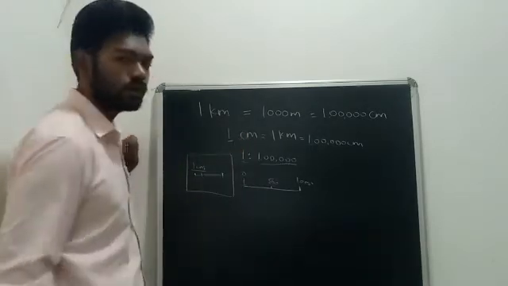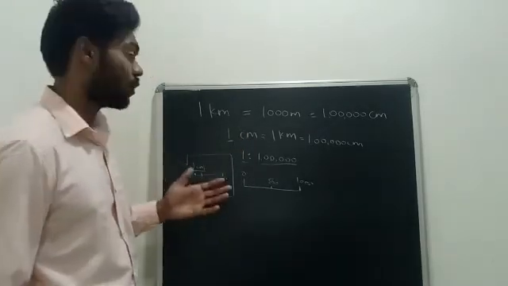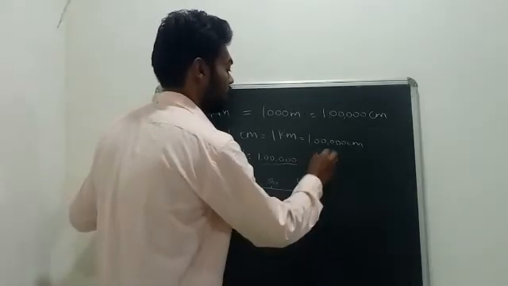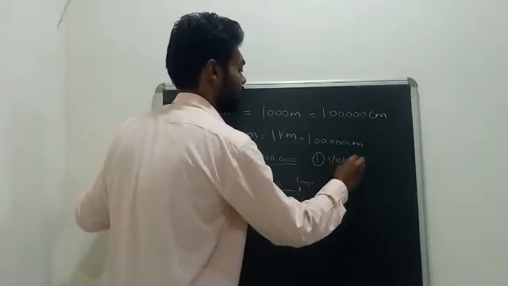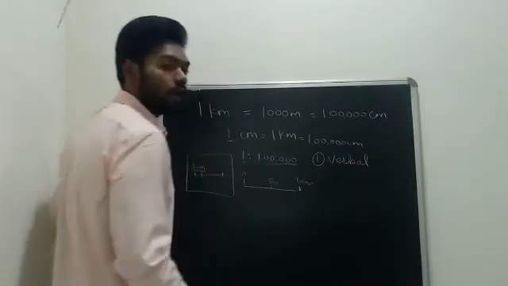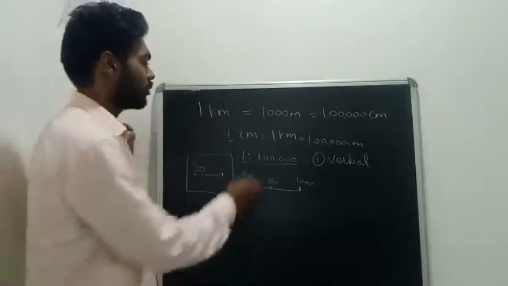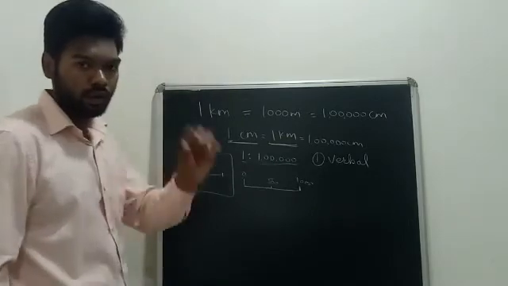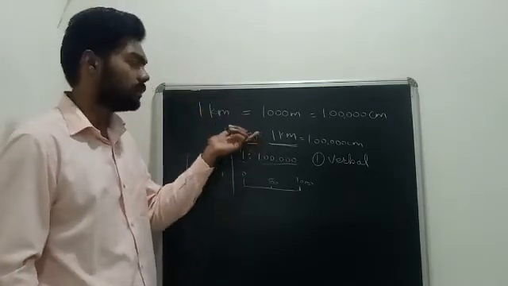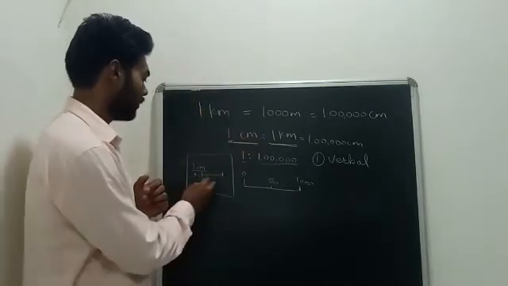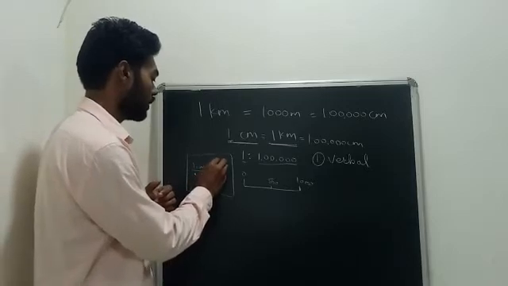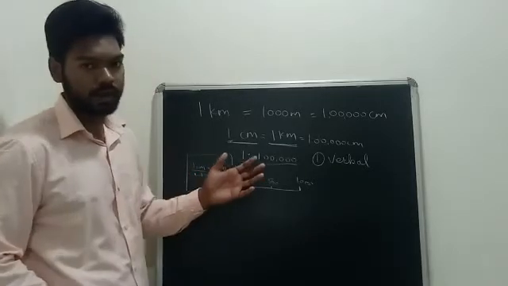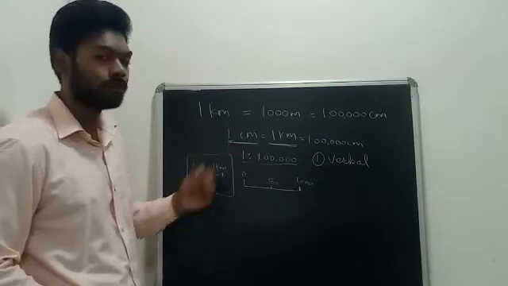The first one here is called the verbal scale, where we are showing the units, and it is represented on the scale. Like you see, we will write here 1 centimeter is equal to 1 kilometer. So this will be the verbal scale.